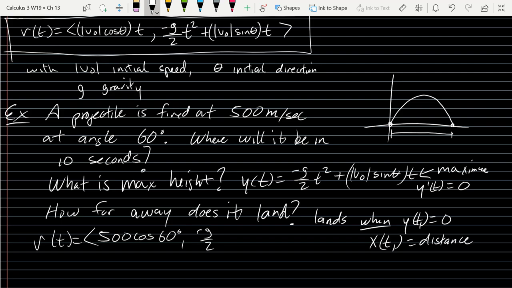Is this gravity the 9.8 when we're in meters per second per second? Okay, 9.8 meters per second squared.